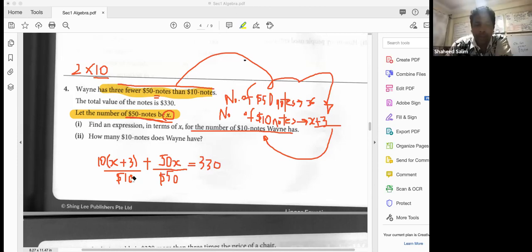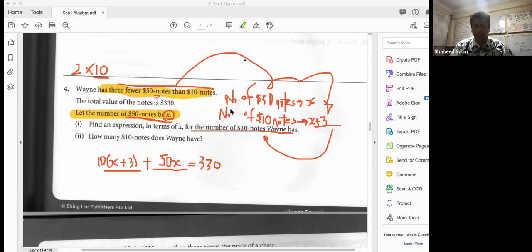So down here now, the $10 notes, what's the value? X plus 3 times 10. And then this one, $50 times the number of $50 notes, which is X. 50 times X. So what do you do? You expand and then solve it. You can solve it already. Can you expand and solve it? Okay, you expand and solve it. You can do this.